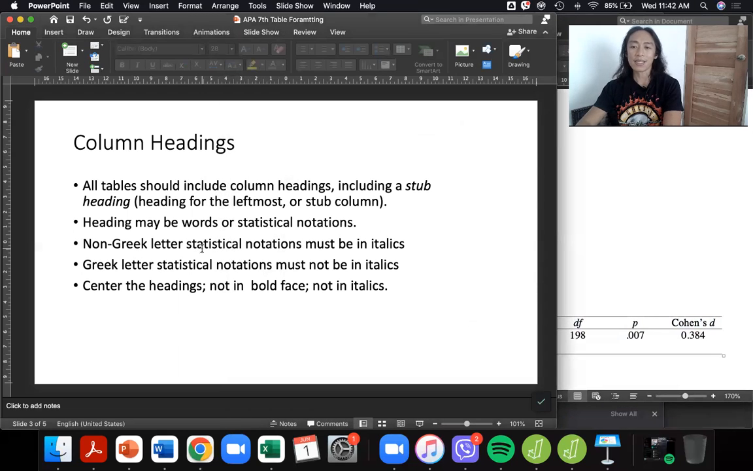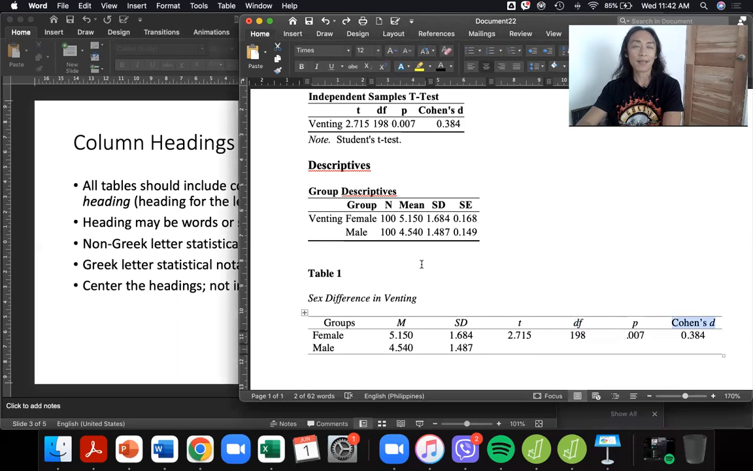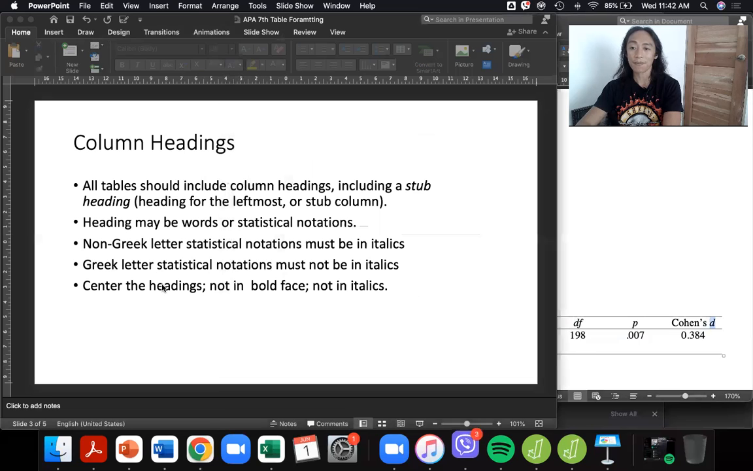Non-Greek letter statistical notations must be in italics. This is true both for the table and your write-up. So these are our statistical notations. None of them are Greek letters. So you can see that all of them are italicized. Even the d in Cohen's d. Greek letters, on the other hand, or Greek letter notations, must not be in italics.